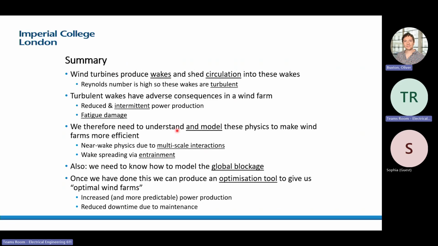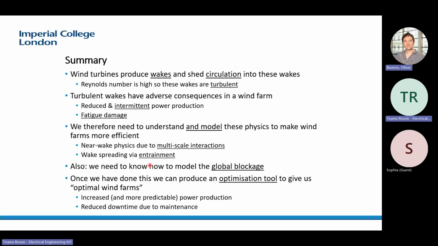So a quick summary of what we're doing. Wind turbines produce wakes. The turbine sheds circulation into these wakes. This has consequences for the wind farm, where it reduces the power production and also makes the power production intermittent. It can also accelerate the process of fatigue damage. We need to try and understand and model these physics so that we can come up with tools to optimize the layout of wind farms, which means we need to understand the near wake physics.